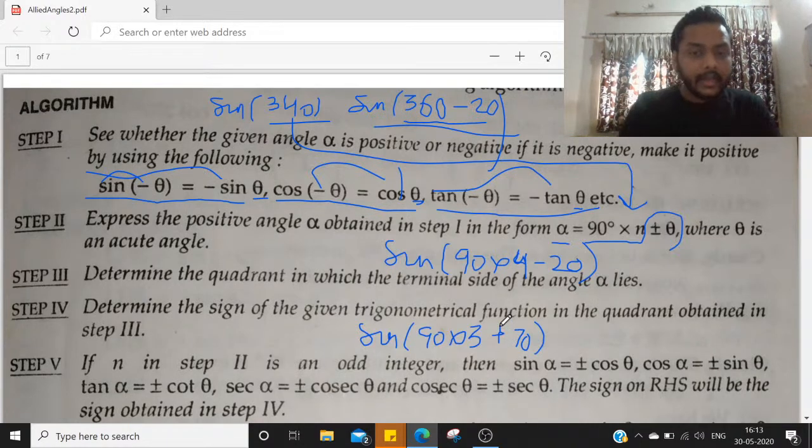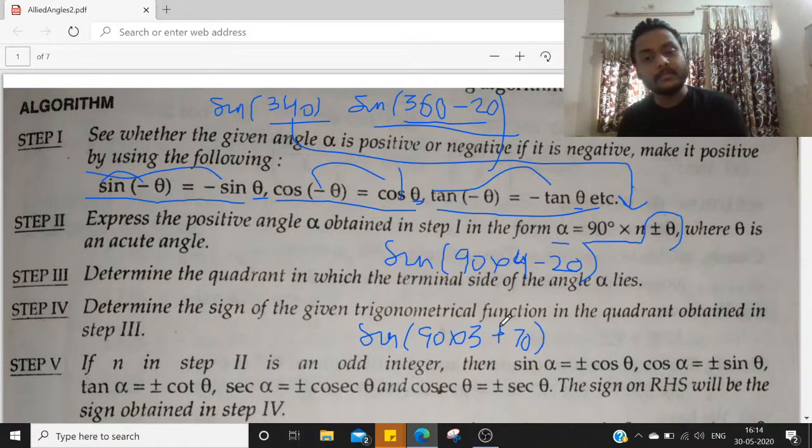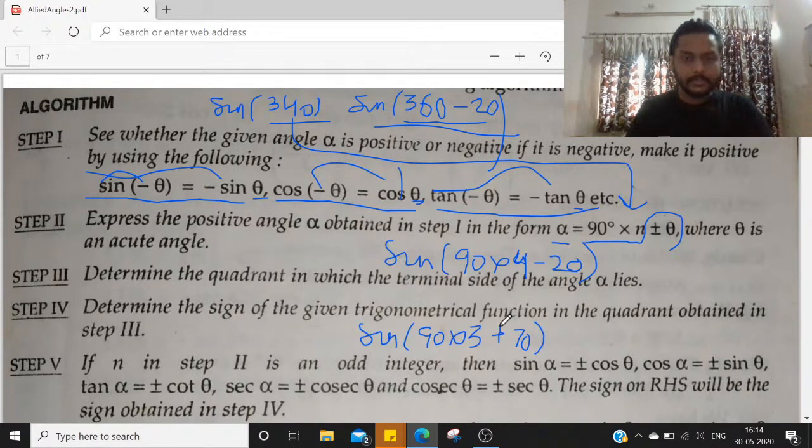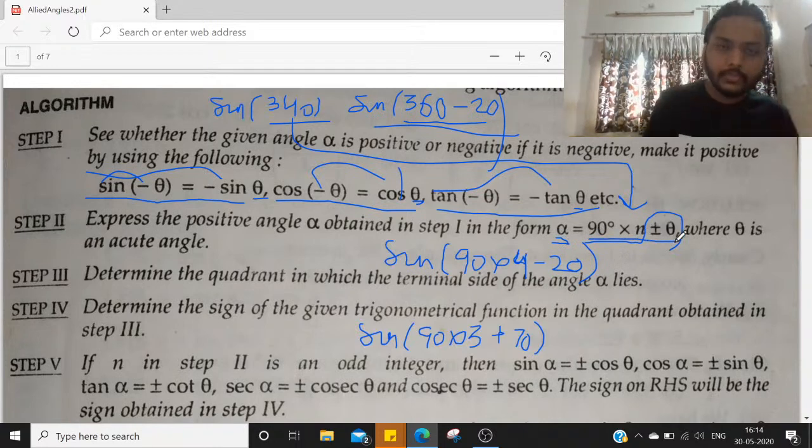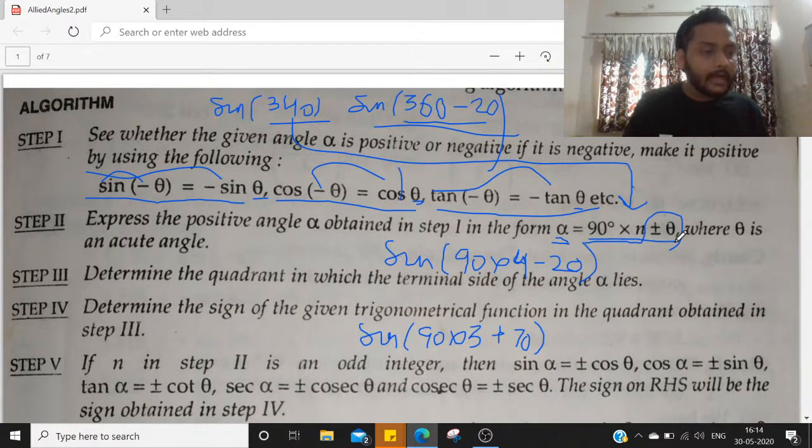I can write down either sine of 90 times 4 minus 20, or I can write it down as sine of 90 times 3 plus 70. Are we clear with this, everyone out there? Sorted, guys. So I am writing my sine of 340 degree as sine of 90 times 4 minus 20, or sine of 90 times 3 plus 70. First step is done. सबसे पहले मैंने अपने एंगल को, जो मेरे को एंगल दे रखा है अल्फा, मैंने उसको ब्रेक कर लिया 90 times n plus minus theta. Are we clear with this? I first of all broke my angle in 90 times n plus minus theta.